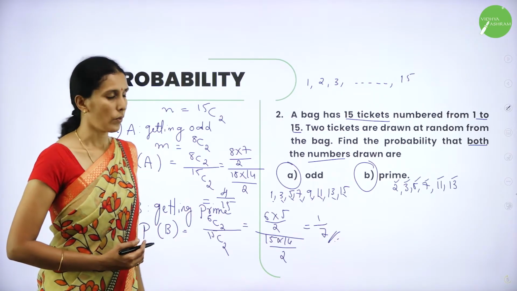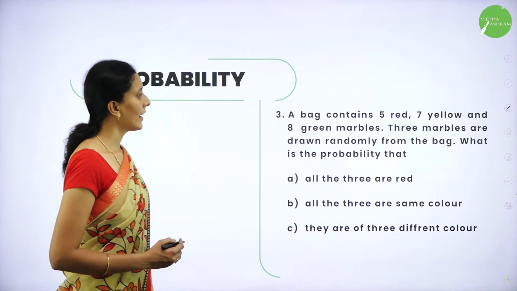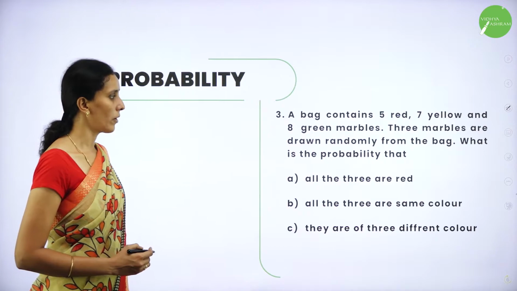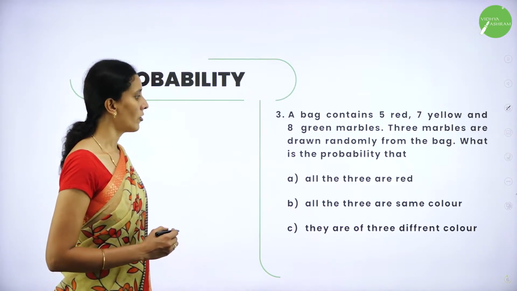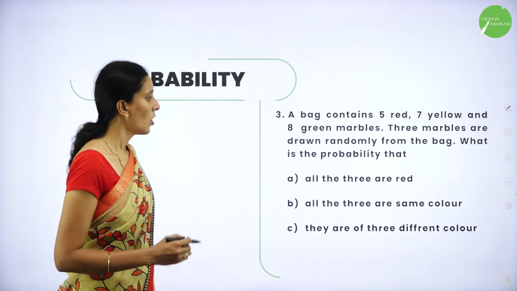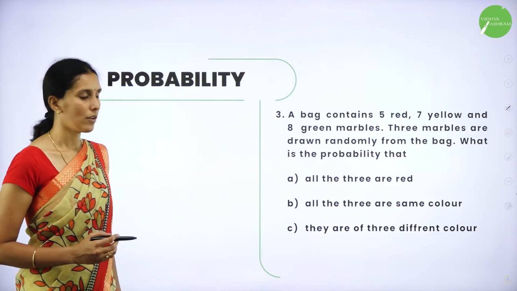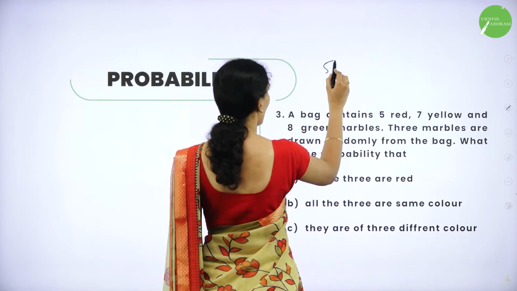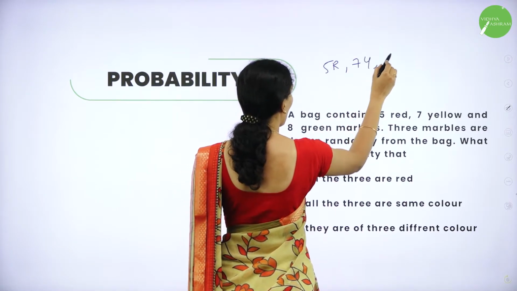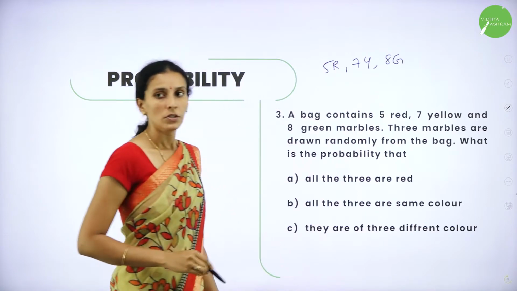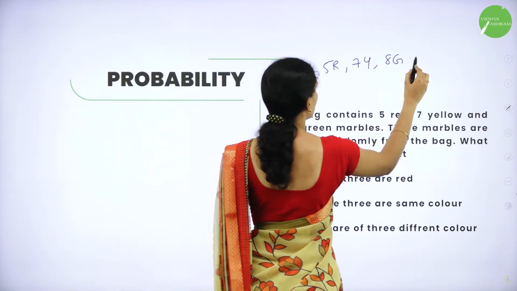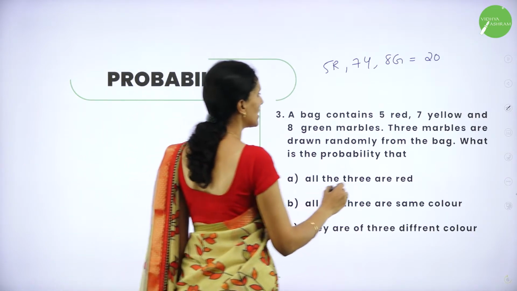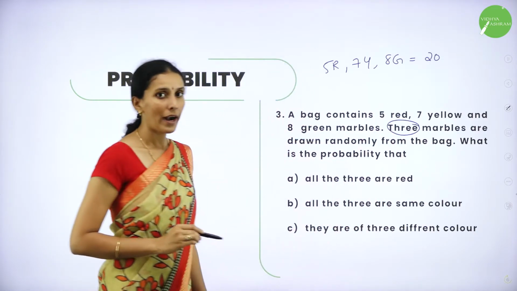Moving on to the next question. A bag contains 5 red, 7 yellow and 8 green marbles. 3 marbles are drawn randomly from the bag. What is the probability that all the 3 are red? So here we have 5 red, 7 yellow and 8 green marbles. So in total we have 20 marbles. My selection is to choose 3 marbles. So what happens here?